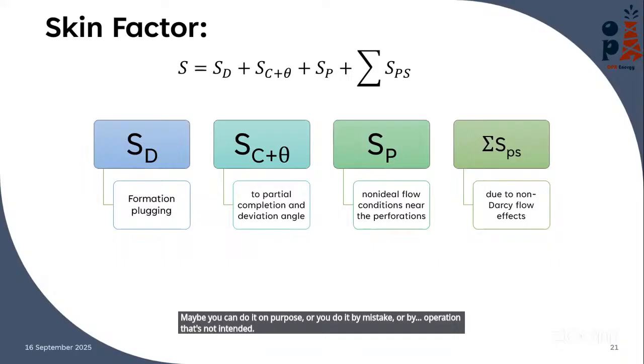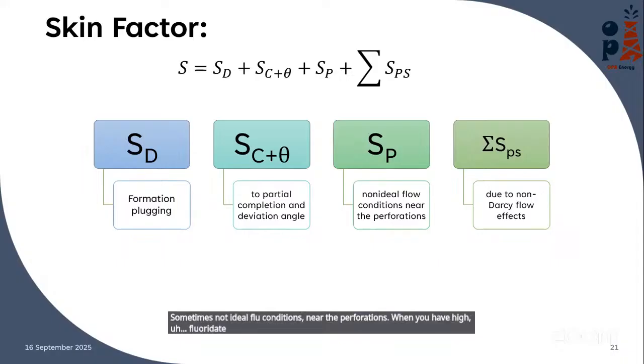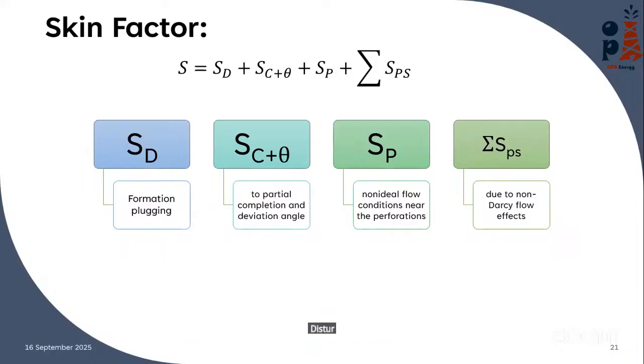Now, the ideal flow condition near the perforation. Sometimes there are non-ideal flow conditions near the perforations, when you have a high flow rate of gases that creates disturbance around the well bore and reduces productivity. Also, the Darcy effect, which is also related to gases.